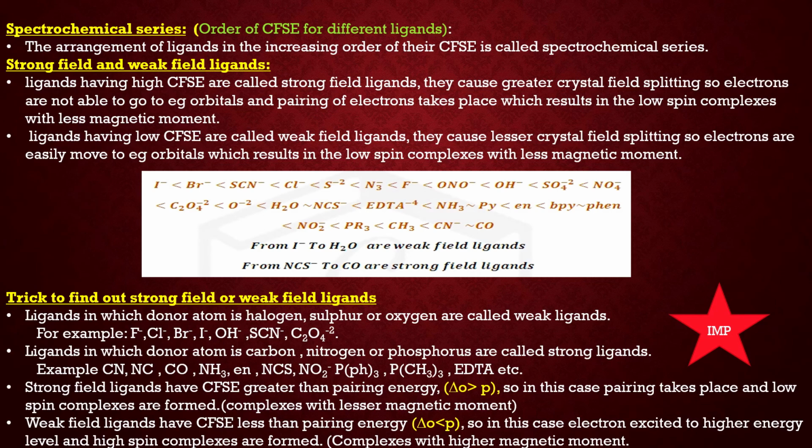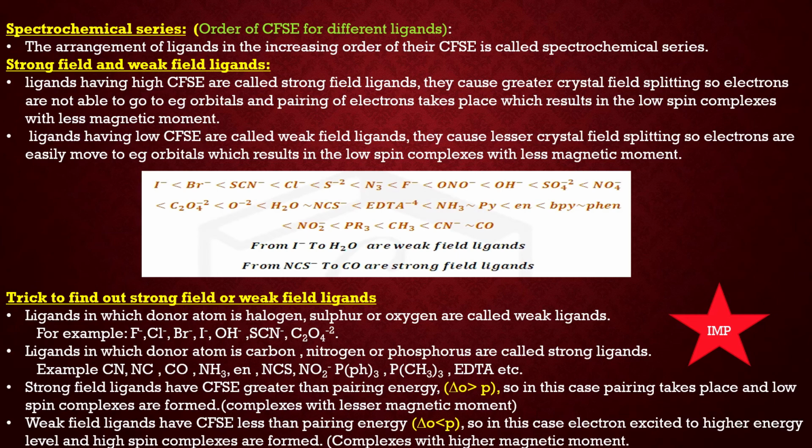Now I minus to H2O are considered as weak field ligands, and from NCS minus to CO, that is carbonyl, they are considered as strong field ligands. Now ligands with high CFSE, that is the strong ligands, cause greater crystal field splitting. So electrons are not able to move from t2g to eg orbitals, and hence pairing of electrons takes place, which results in low spin complexes, as when pairing takes place the number of unpaired electrons decreases. Hence the magnetic moment also decreases.